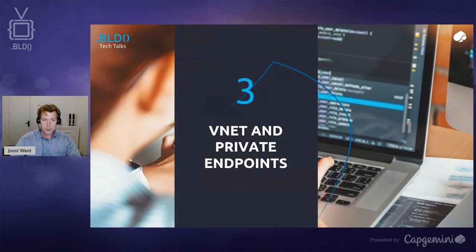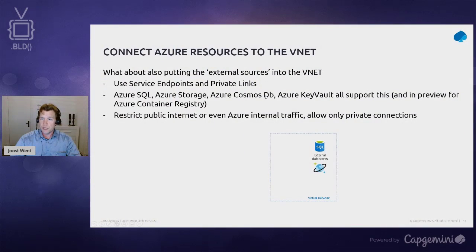Let's focus on the network. Because on the right of the reference architecture that I showed at the start, you saw there were external sources over there. These are the icons for Azure SQL or Azure Cosmos DB. They're marked external over here, but do they have to be external? That's basically the question. They don't have to be. Azure has quite a cool functionality for this, using service endpoints and private links. And using service endpoints and private links, you make your external sources internal.